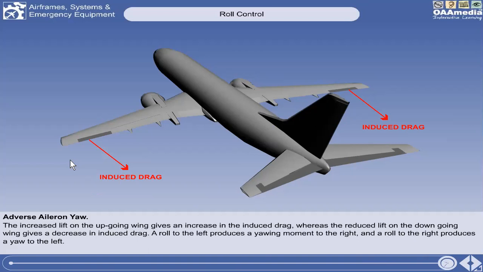Because adverse yaw can provide instability in the pilot's control of the airplane. Instead of just rolling to the right, because of adverse yaw there is a tendency of the aircraft to yaw opposite to the direction of your roll. So it can cause instability in our airplane.